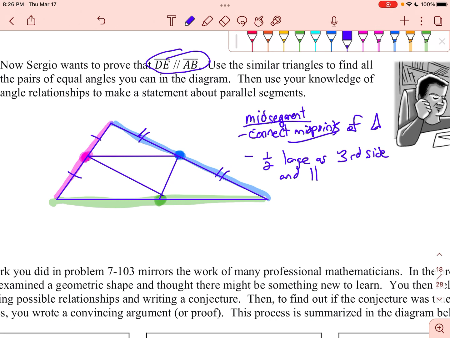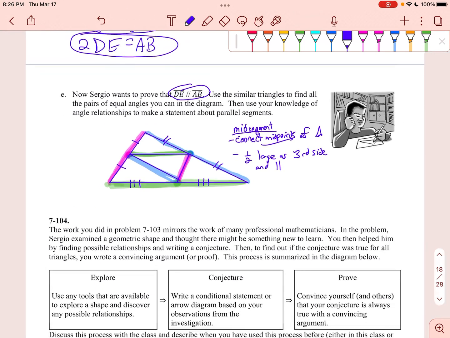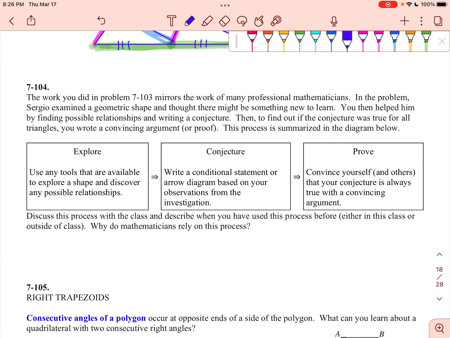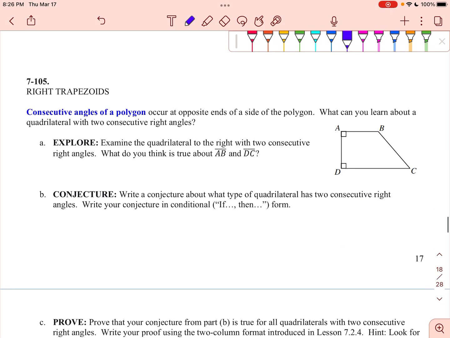the green midpoint. Okay, and again, the relationship between these: the pink sides are parallel, and the smaller pink one is half as big as the larger pink one. The green ones are parallel, and the smaller green one is half as big, and the blue ones are parallel, and again, half as big. And these are created by, again, connecting the midpoints. Okay. And then 7.104 just brings up that explore, conjecture, and prove.